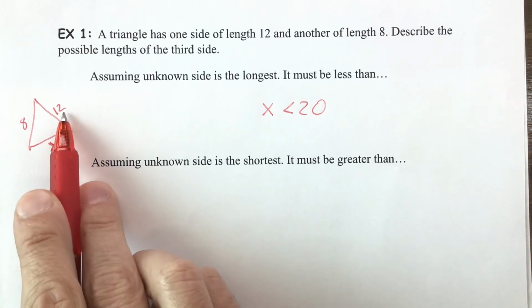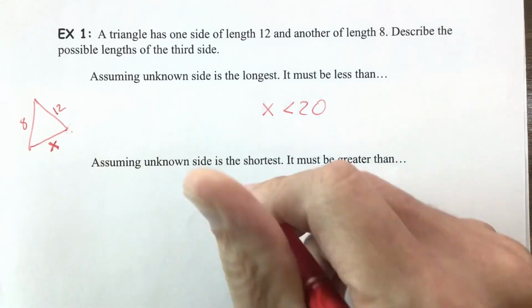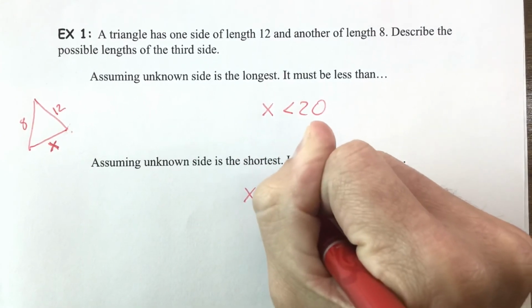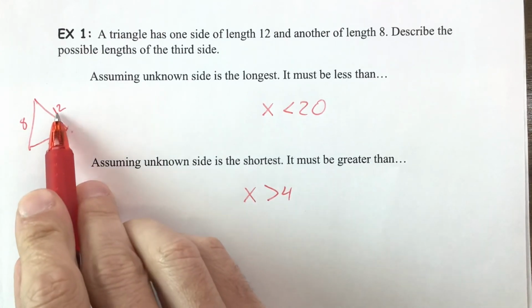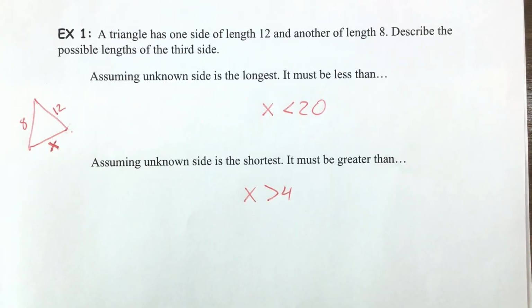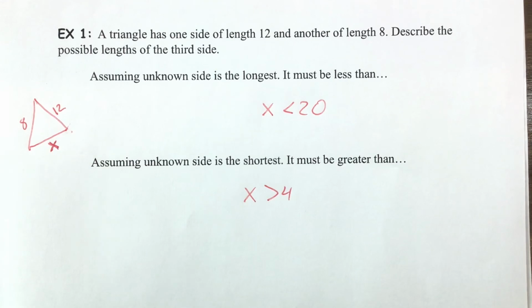Just to get to 12, you would have to have 4. You would need 8 plus 4. So x is going to have to be greater than 4. If it's at 4, the sum of these two equals 12, which doesn't work. As soon as it's just slightly greater than 4, you're going to have enough to veer away from that line and then back.